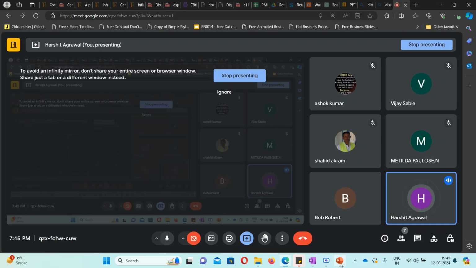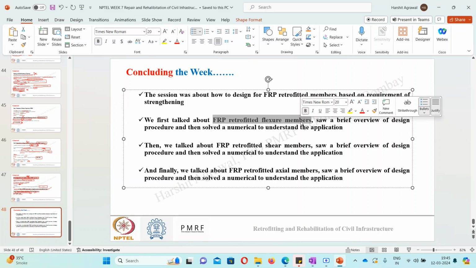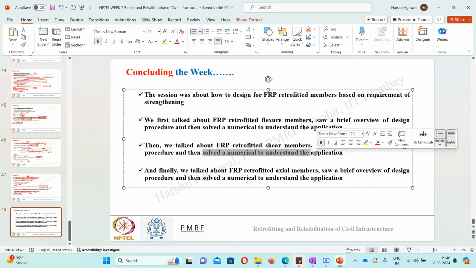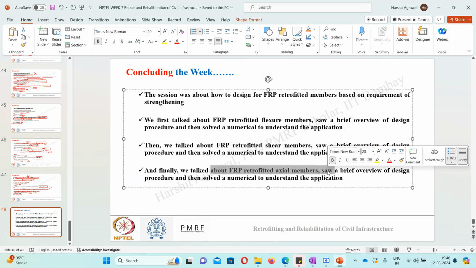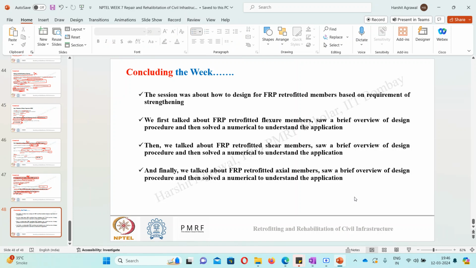By the time he is asking his query, let's see what we have looked at in this session. In this session we talked about the design of FRP retrofitted members based on the requirement of strengthening. We first talked about FRP retrofitted flexure members. We saw a brief overview of design procedure and we solved a numerical. Similarly, we saw shear members, a brief overview of design and numerical. And for FRP retrofitted axial members, we also saw the design procedure and the numerical. Okay, so this was all that we talked about in the week 7 content of the course.